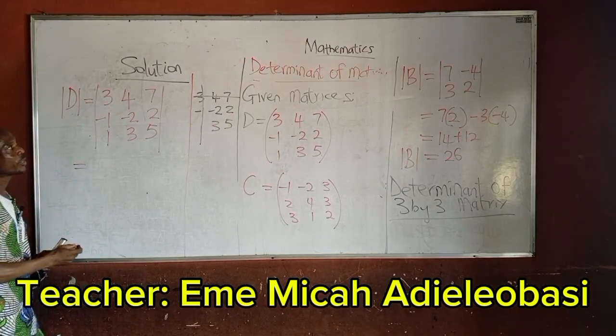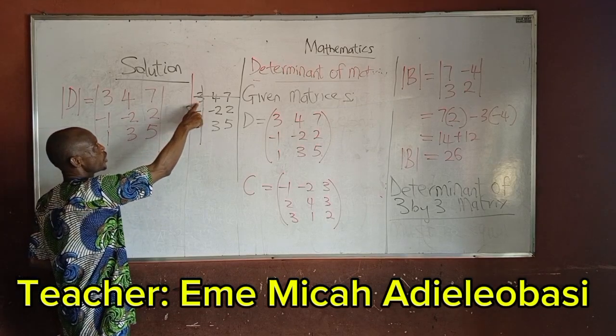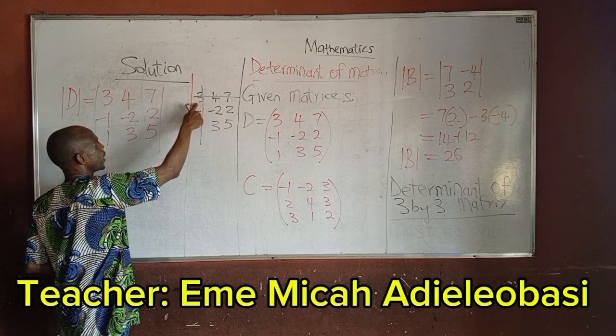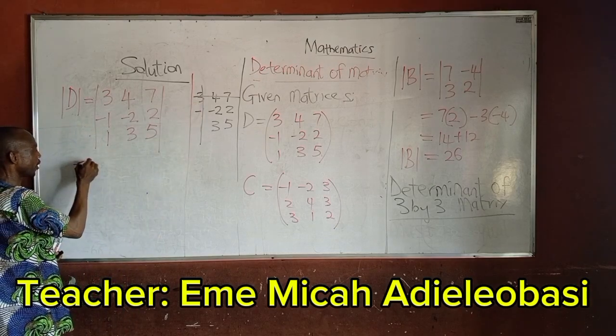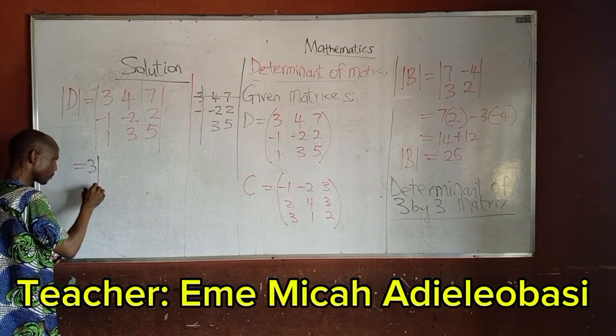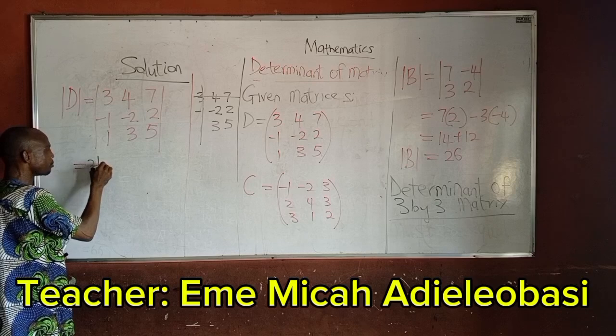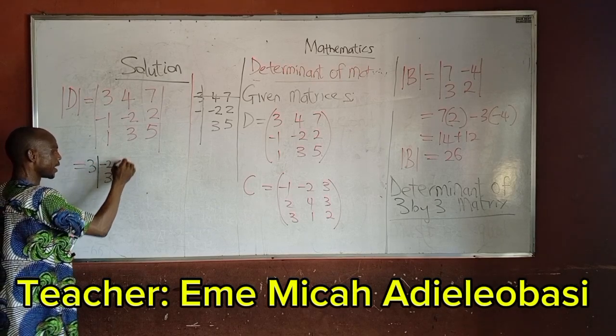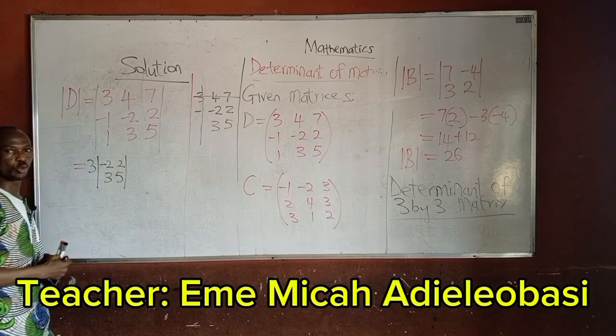So the value here is what? 3. So we bring out 3. We now have minus 2, 2, 3, and 5. We are going to look for that determinant.